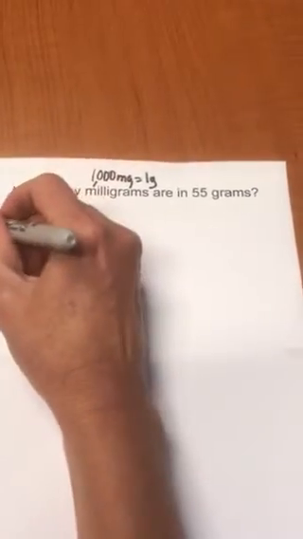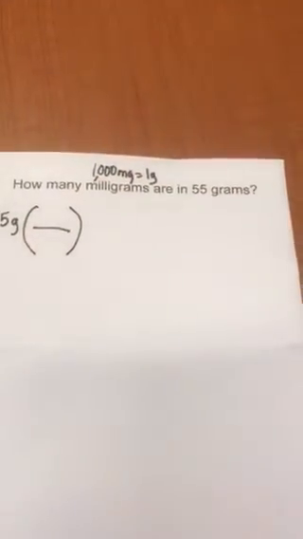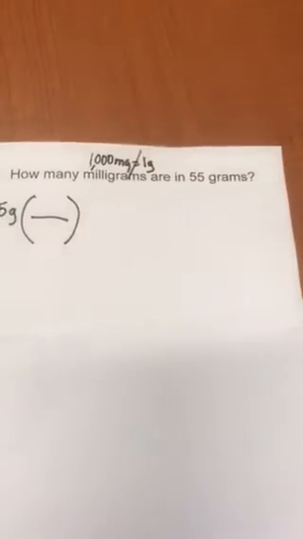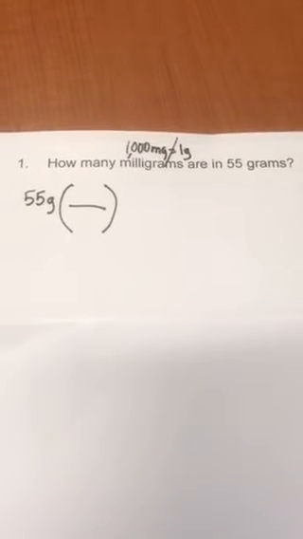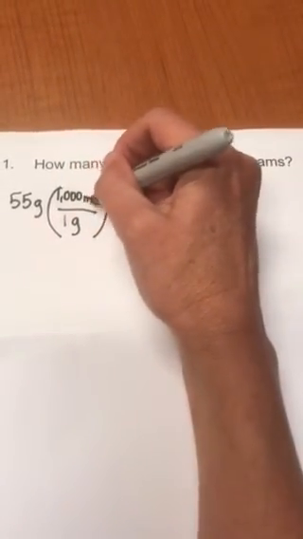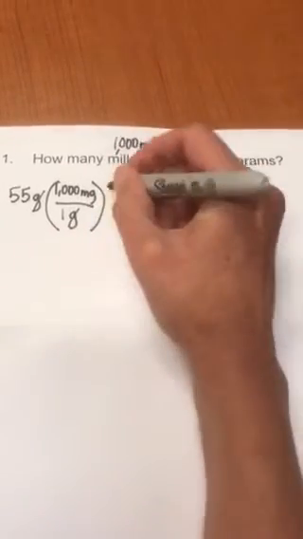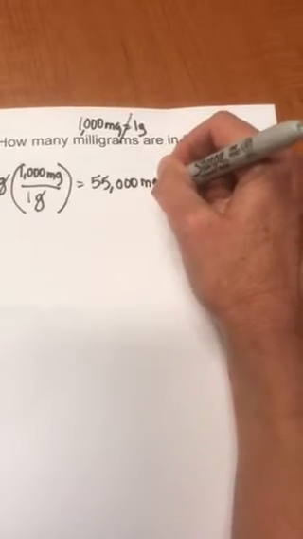I'm always going to start with what I'm given. 55 grams is what I'm starting with. And then I need to make my conversion into a fraction. I want grams on the bottom so that when I divide by grams, grams cancel out. That means I want 1 gram on the bottom and 1,000 milligrams on the top. Now grams cancel out, and it's going to just be 55 times 1,000 equals 55,000 milligrams. I always want to include my units in my answer.